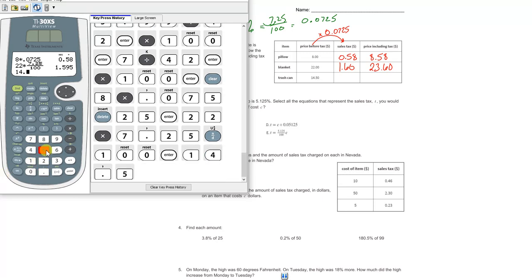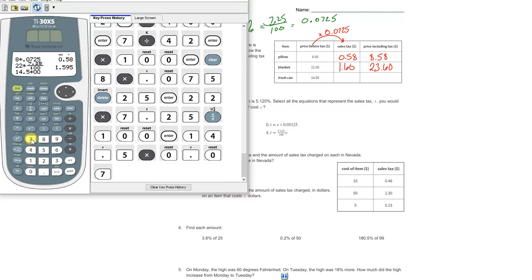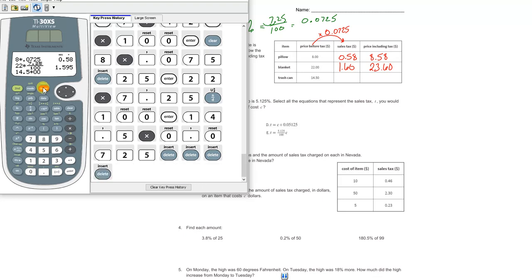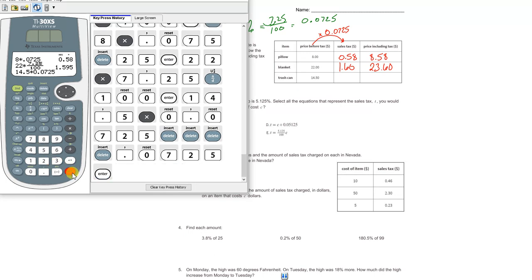14.5. I'm going to multiply it. I'm going to go back to the old tried and true decimal version of it here. I think it's probably easier than typing it in as a fraction. But I forgot my point, so that's probably going to be a bad thing. Let me go back and hit my decimal point. 0.0725. And that gives me my total, which they're going to tax me $1.05. If that one was 5 or larger, it would be $1.06, but it's $1.05.